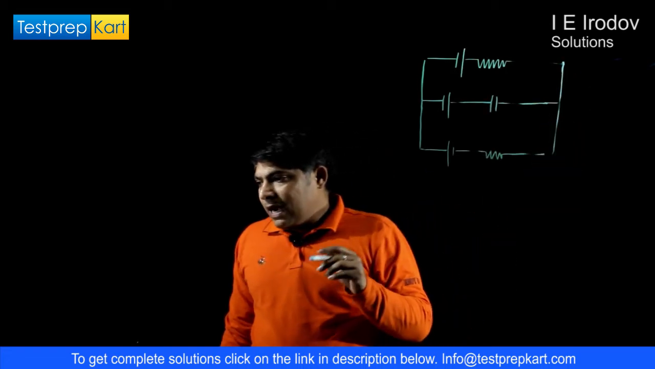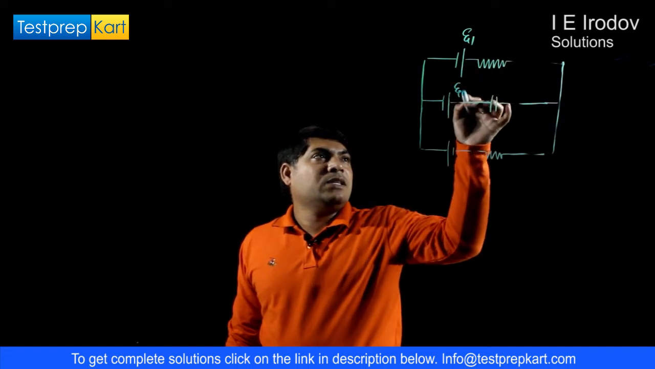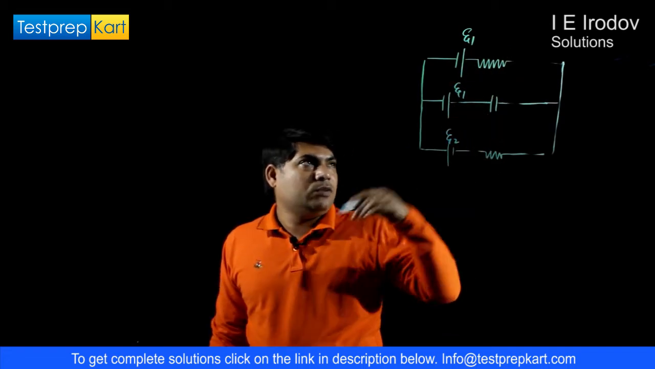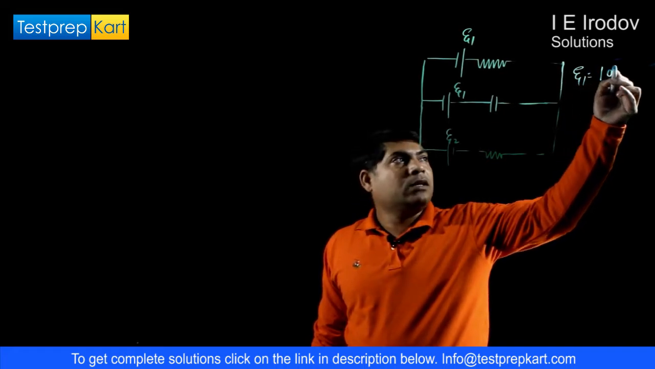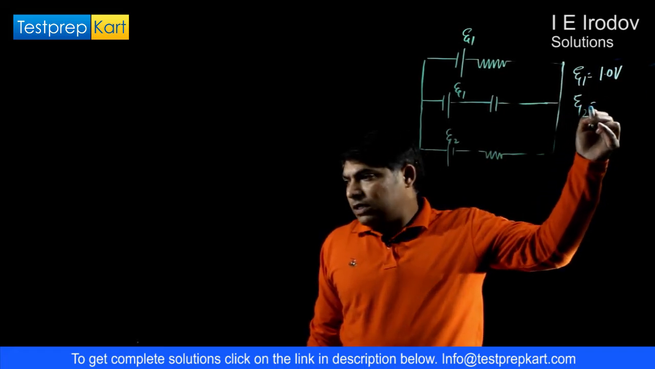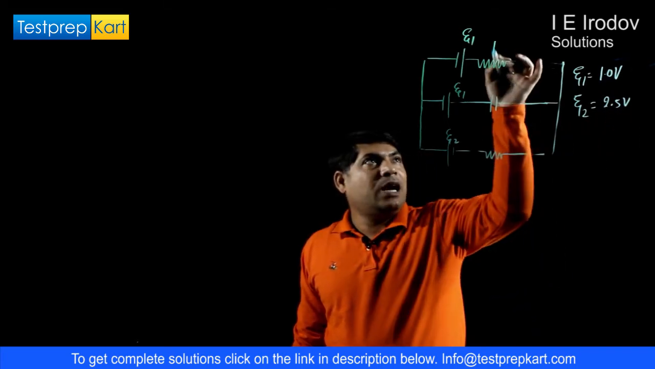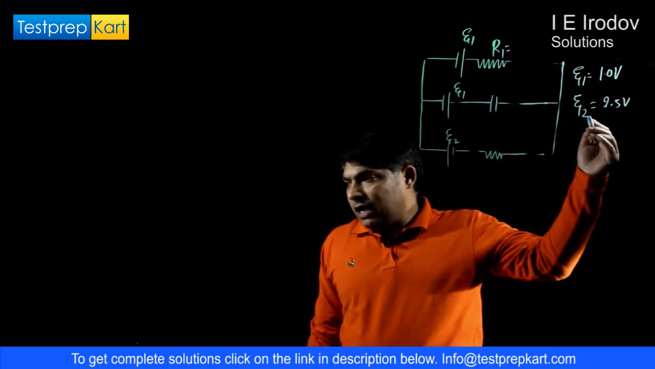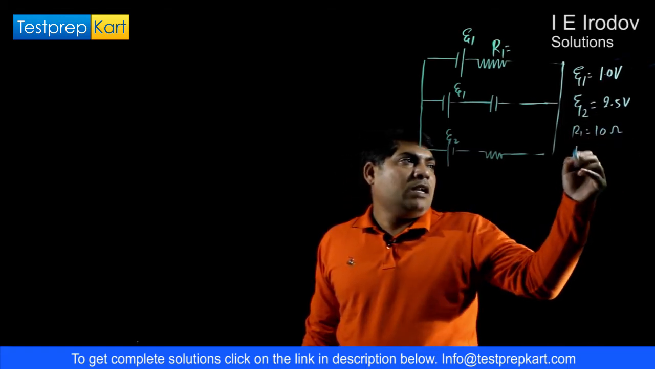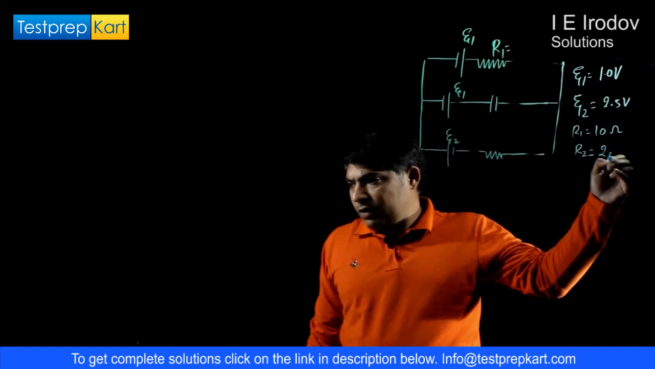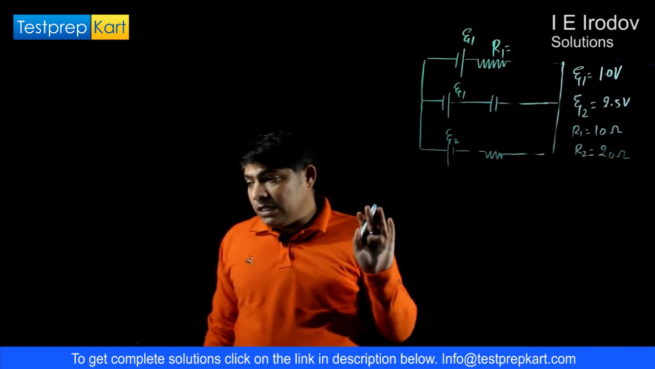Okay, and the EMFs are given: this EMF is E1, this one is E1, and the lower one is E2, and E1 is equal to 1 volt, E2 is equal to 2.5 volt, one resistance is R1, R1 is equal to 10 ohm, and R2 is equal to 20 ohm. The internal resistance of sources is negligible.